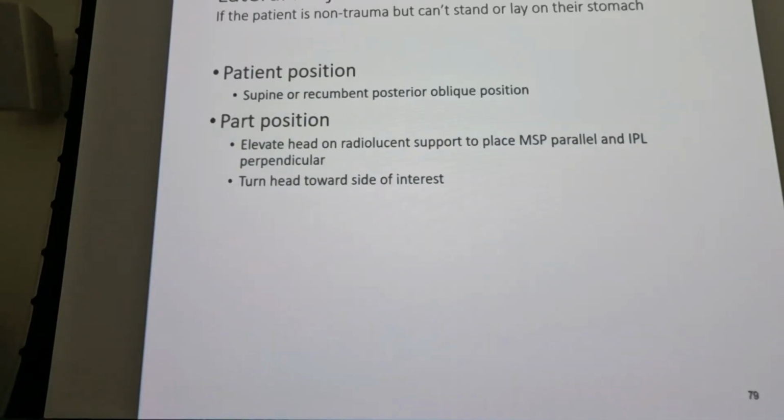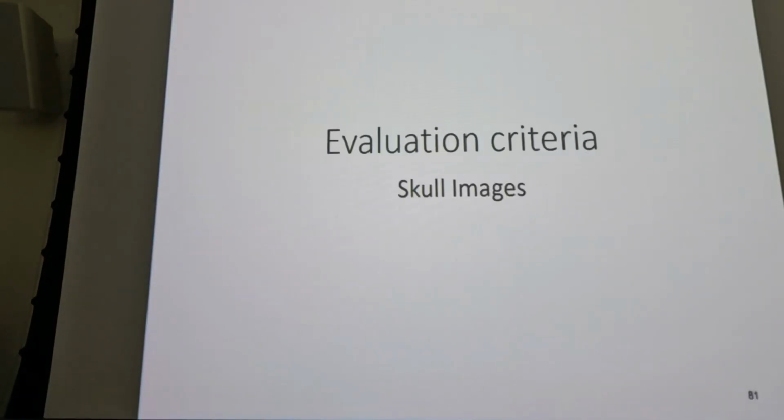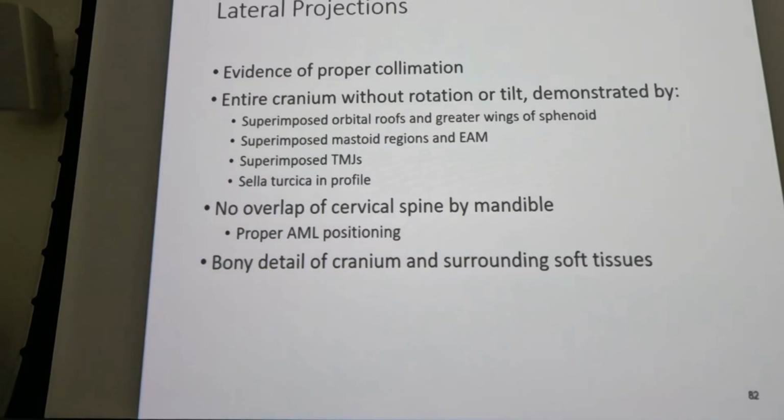All right, so all that's still the same. No difference really. So what we want to see is evidence of proper collimation. We want to see the entire skull without any kind of rotation or tilt, all that stuff superimposed, like what I was talking about before. No overlap in cervical spine by mandible. That will be your extension of the chin with the IOML parallel.